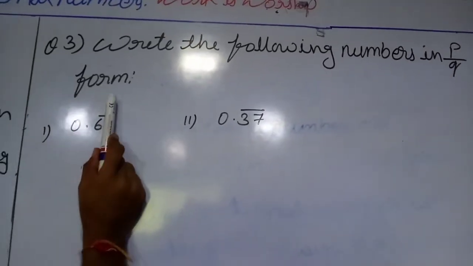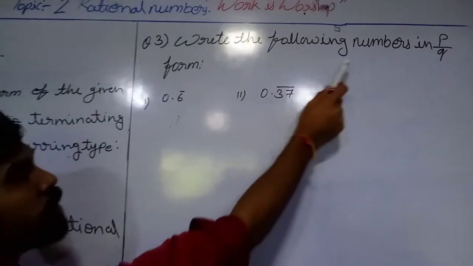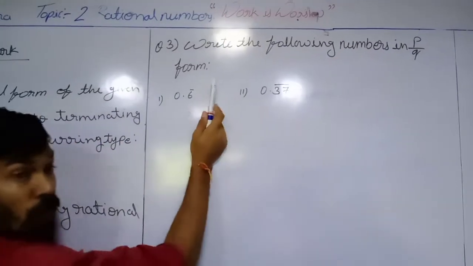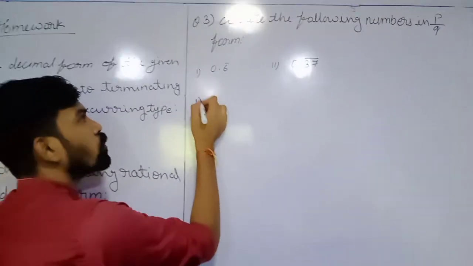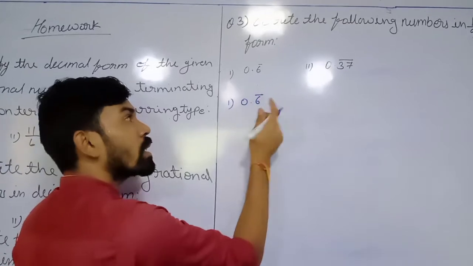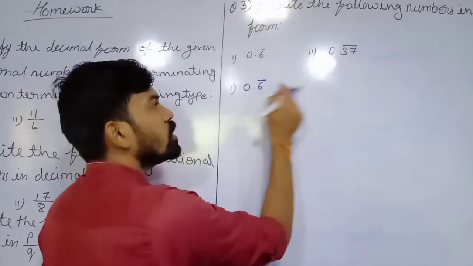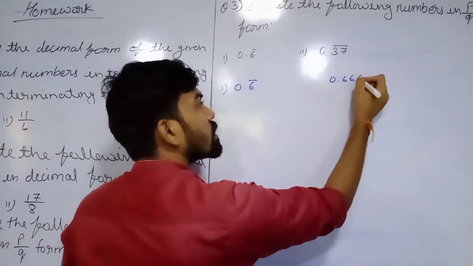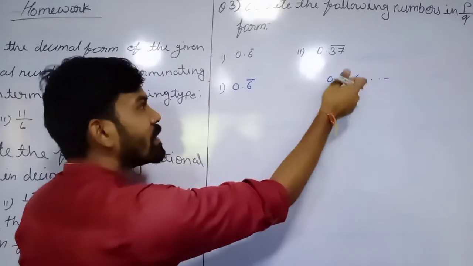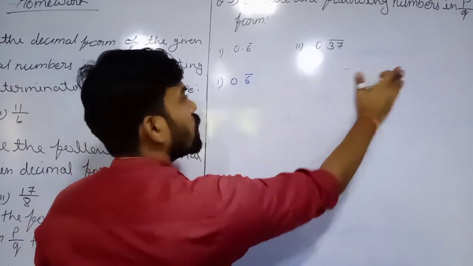Let's start question number 3. Write the following numbers in p upon q form. Here we have the first one, 0.6 bar. That means after the decimal point, 6 repeats. So that is written like 6 bar.